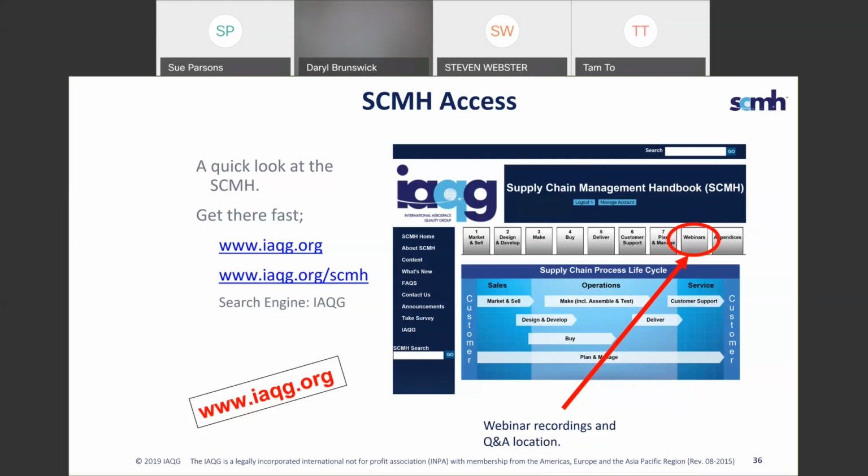And if you look at 7, right to the left there, plan and manage, that's where 7.2 will reside. There you click on that, and it will pop open, and you'll be able to get to the actual guidance document in support of APQP.